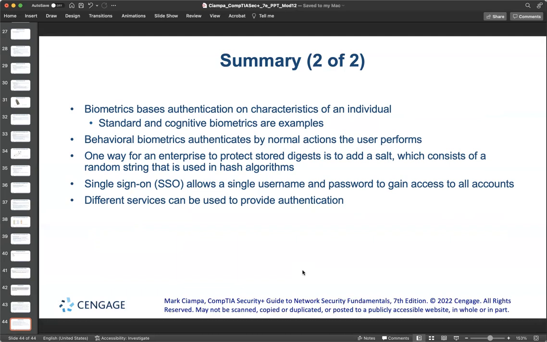We also scratched the surface and touched on single sign-on, which allows a single username and password to gain access to all accounts. Different services can be used to provide authentication, and we talked about some of them, and finally we discussed EAP being the framework. With that being said, we're going to go ahead and stop this video.